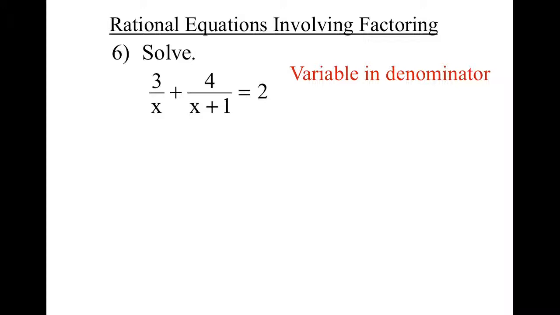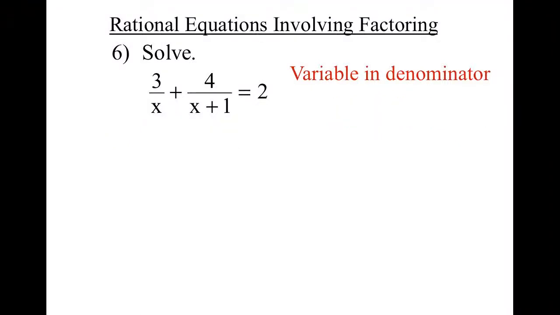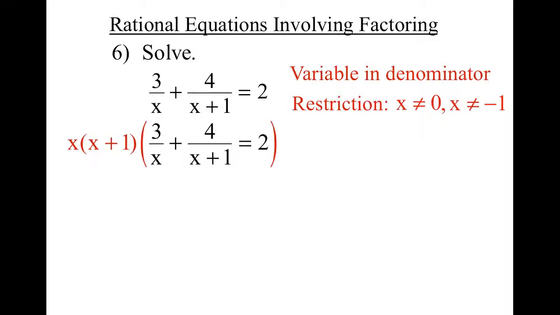For the first fraction, x cannot be 0. For the second fraction, what would give me a 0 there? x cannot equal -1. All right? So, like I said, our common denominator will be x times the quantity of x plus 1.